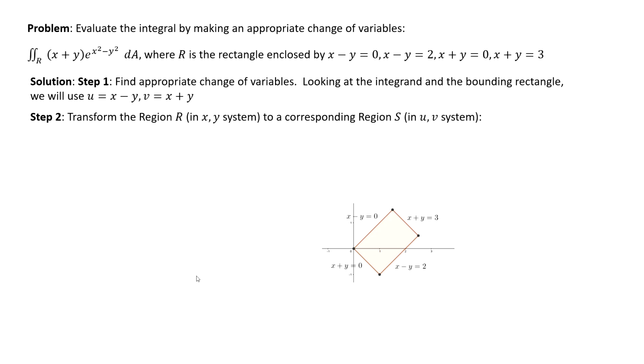Cool? All right. And step 2 is transforming the region. Well, actually, previously this was step 1, right? Transforming the region. But here that gets scooted over to step 2 because step 1, we don't even know what the change of variables should be. So what was step 1 now became step 2.